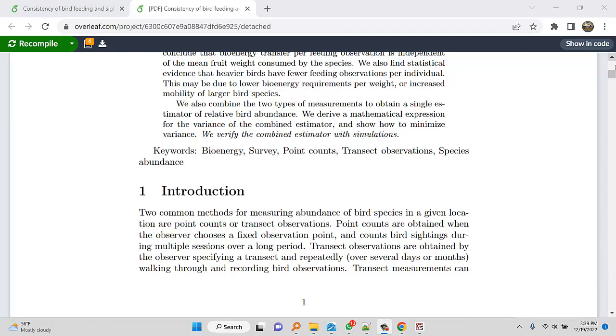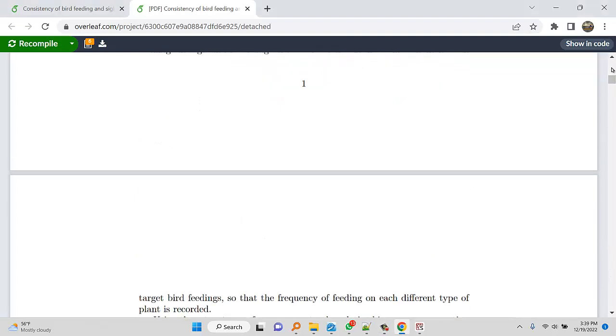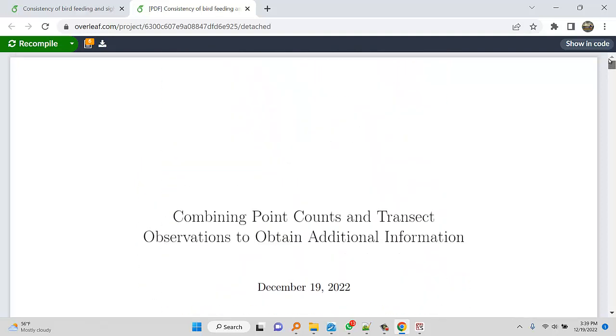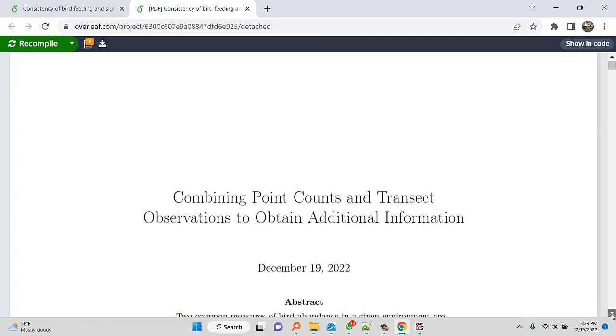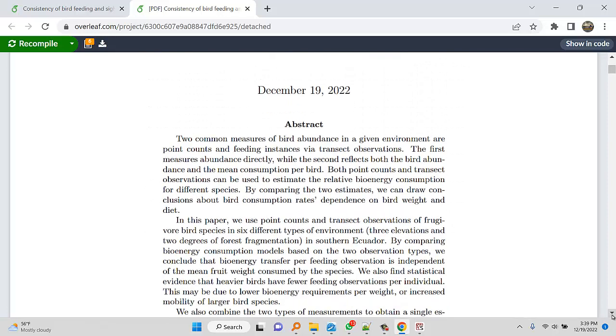Hello, I want to go through this document to give better background about this project. The basic idea is that there are two types of bird abundance measurements being made: point counts and transect observations. These two contain related information. By comparing these two, we may gain some understanding about the system and estimate some values about the system.